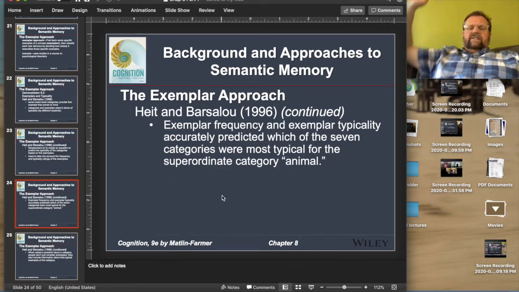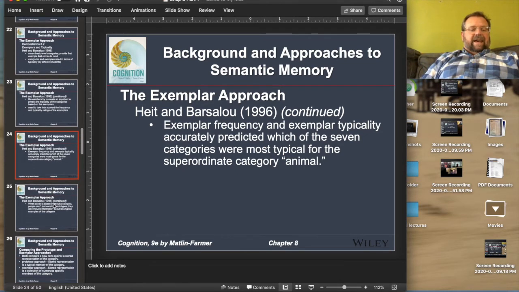What they found is that exemplar frequency and exemplar typicality accurately predicted which of the 7 categories were most typical for the superordinate categories. In this case, it was animal. So the idea is that exemplars seem to do a really good job of predicting which of the 7 categories were most typical for a particular superordinate category.